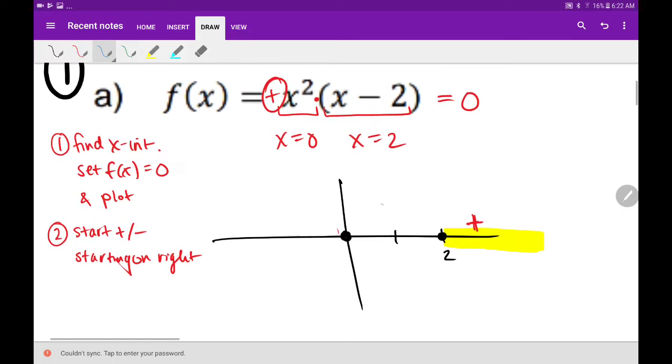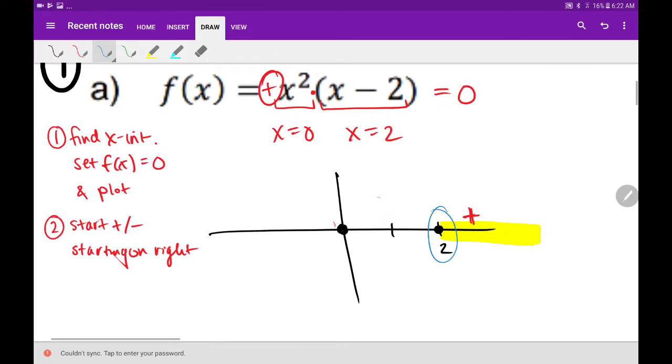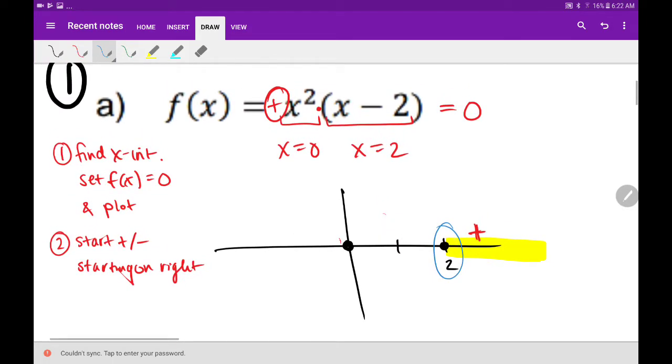Now we have a decision to make. At x equals 2, our graph is either going to flip from being positive to negative, in which case we're crossing the axis, or it's going to just bounce off. It'll be positive and then it will stay positive. So we have to decide how our graph behaves at x equals 2.